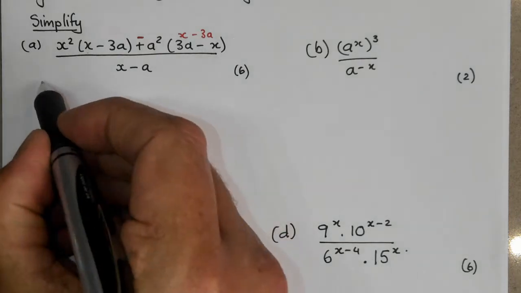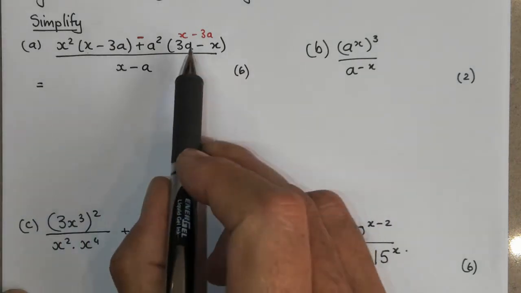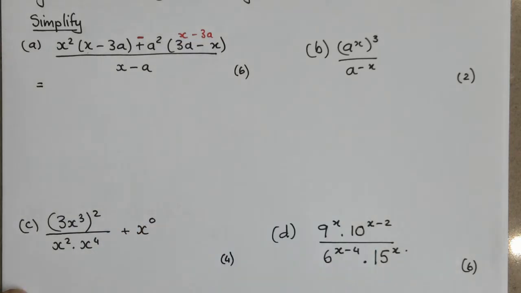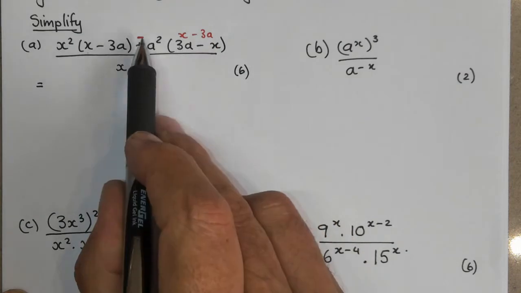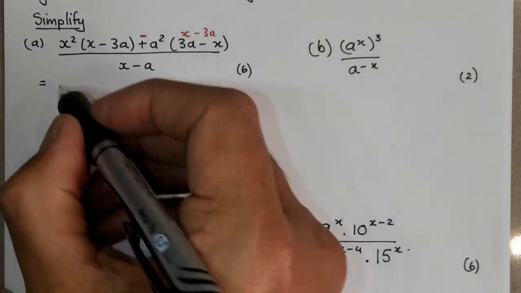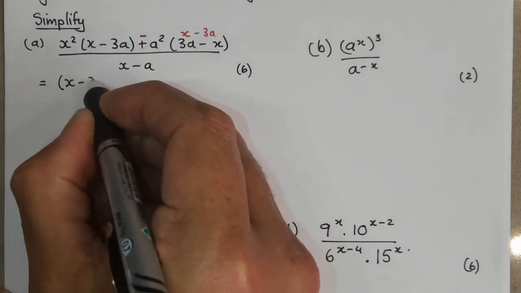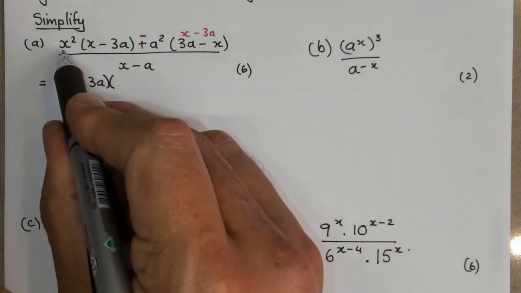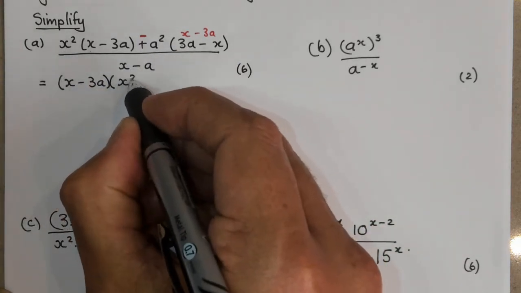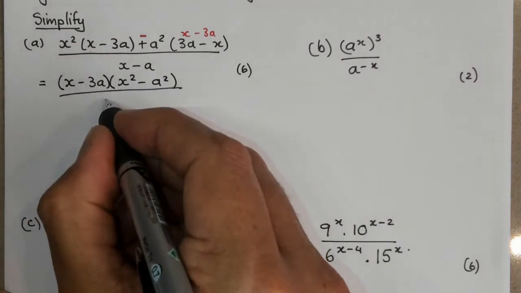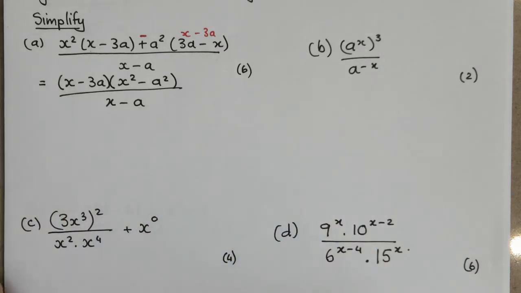Okay, so if we do that, I'm saying it again, we don't want 3a minus x, we want x minus 3a. So inside that bracket we needed to change the sign. That negative comes and lies in front of the a squared. Okay, now I have a common bracket, x minus 3a. What am I left with? I'm left with x squared minus a squared divided by x minus a.